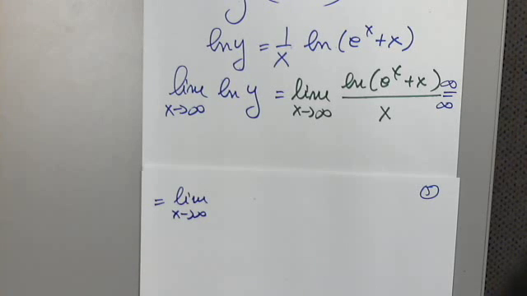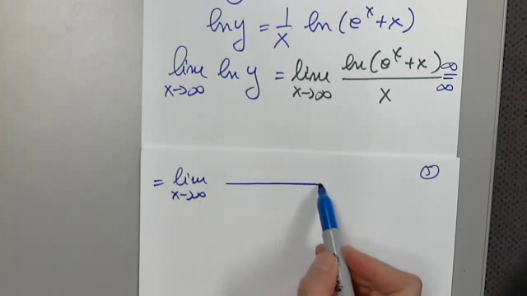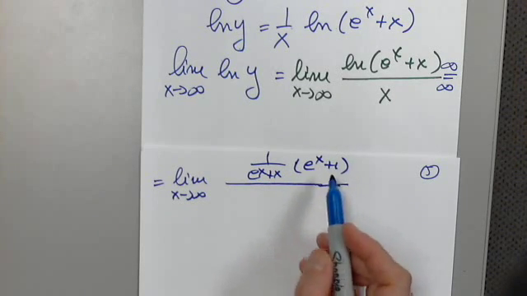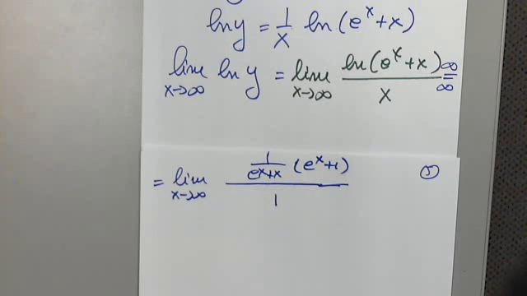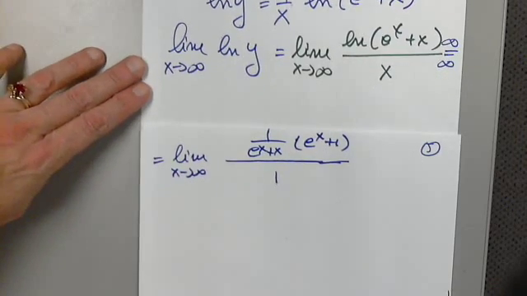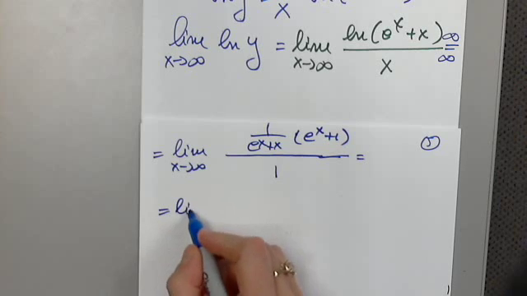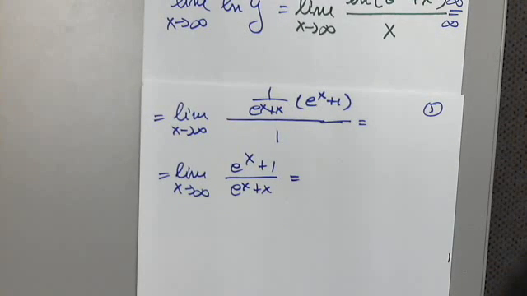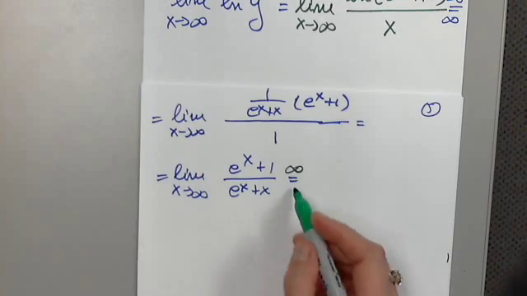As x approaches infinity, the top prime will be 1 over e to the x plus x times e to the x plus 1. Very good. And the denominator is 1. However, this is still okay because it's a ratio. So let's see what we have now. Limit as x approaches infinity, e to the x plus 1 over e to the x plus x. As long as it's a ratio, I either get a number, or infinity, or 0 over 0 or infinity over infinity, and I can continue using L'Hopital's rule. So the top approaches infinity, the denominator approaches infinity. So I can continue.